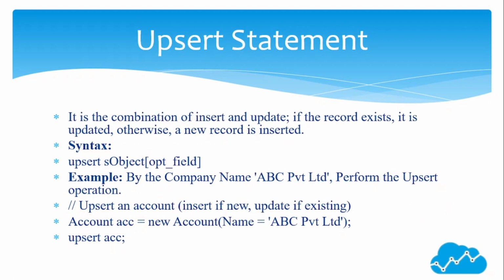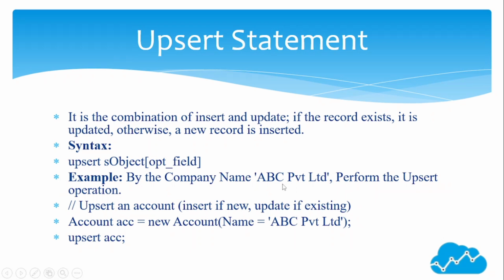Upsert statement. It is the combination of insert and update. If the record exists, it is updated, otherwise a new record is inserted. So the syntax for this is upsert sObject with an optional field name. Let's see an example. For the company name ABC Private Limited, perform the upsert operation. What we are going to do here: if ABC Private Limited already exists in the database, then it is not going to create a new one.